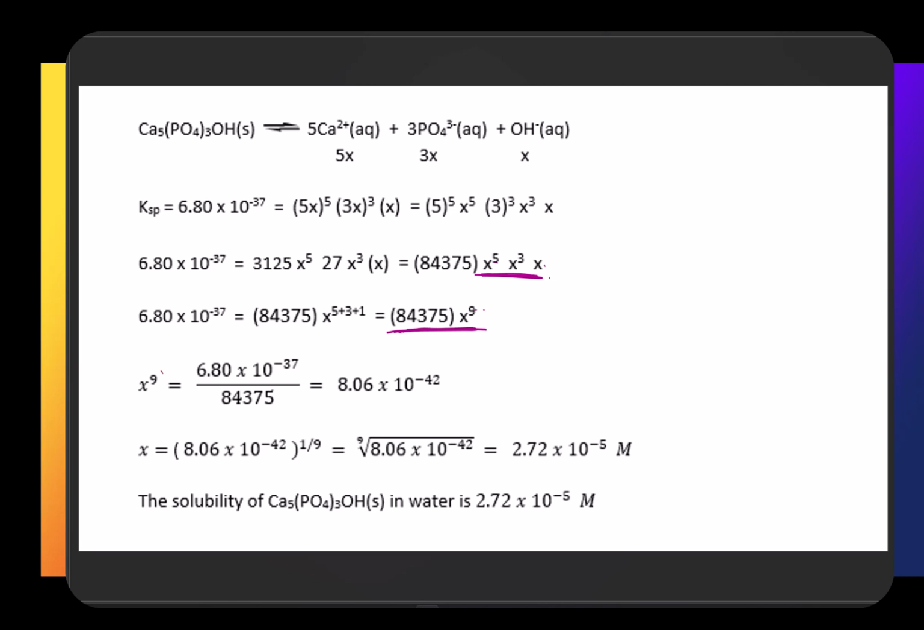We solve for X to the 9th by dividing the KSP by the coefficient. We get this number here, and then we have to take that result to the 1/9 power to get the X, which is the solubility of the HAP in water. 2.7 times 10 to the negative 5 molar. This is at neutral pH.